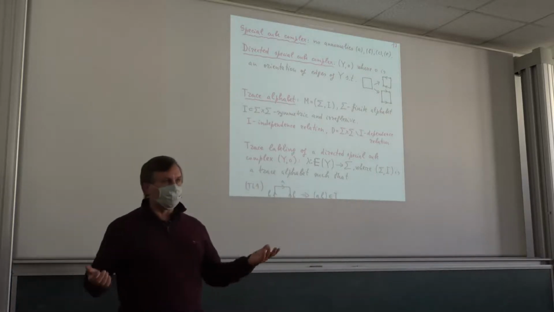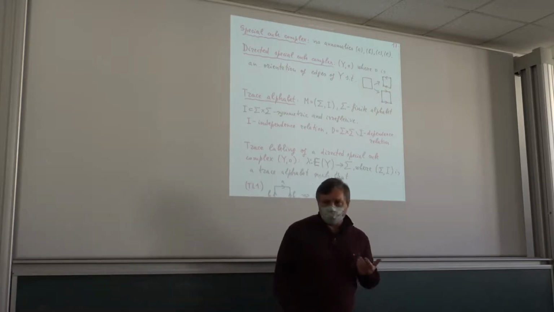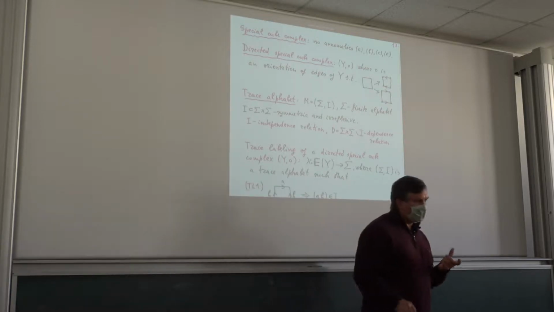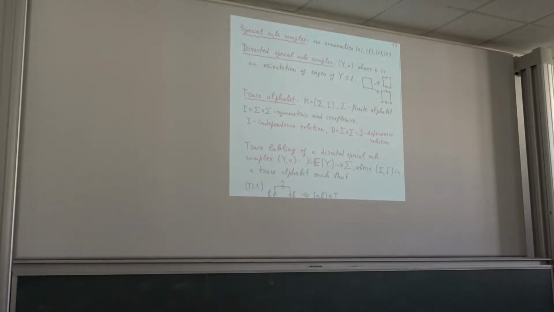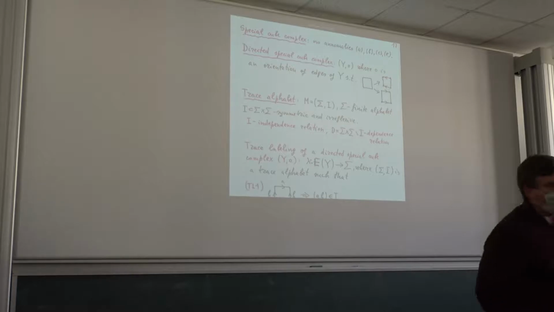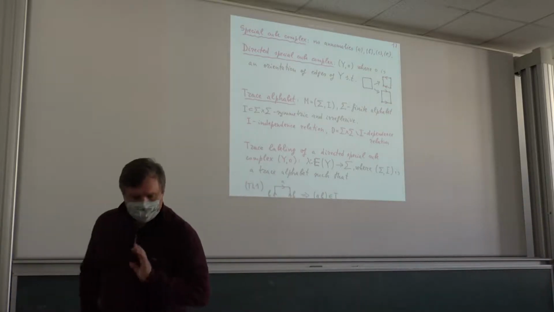What is a trace alphabet? Most people know it better than me. You have just a finite alphabet with an independence relation, which is a symmetric binary relation of independence. And then, okay, for the moment, I just defined this.